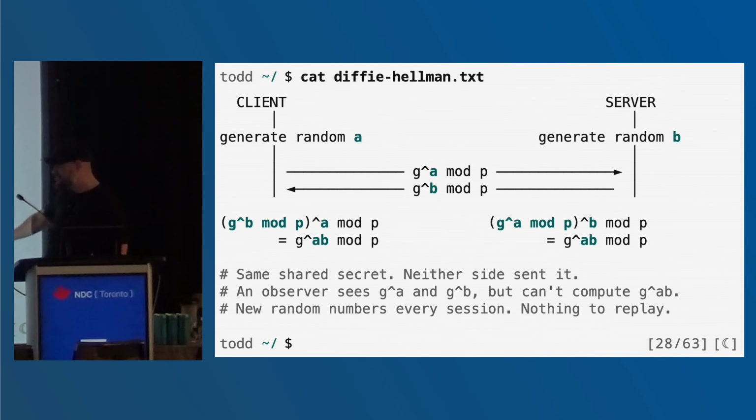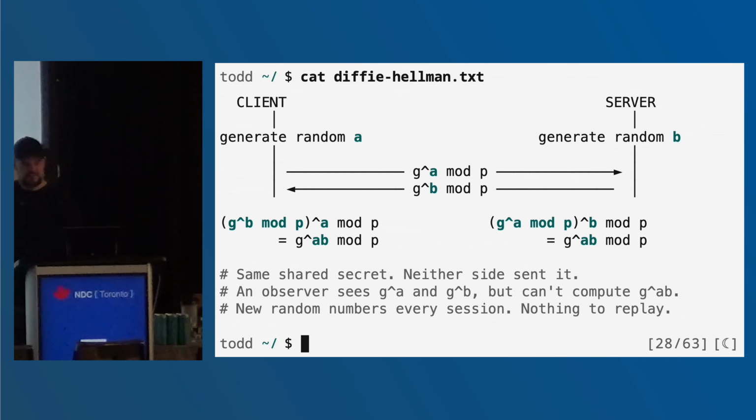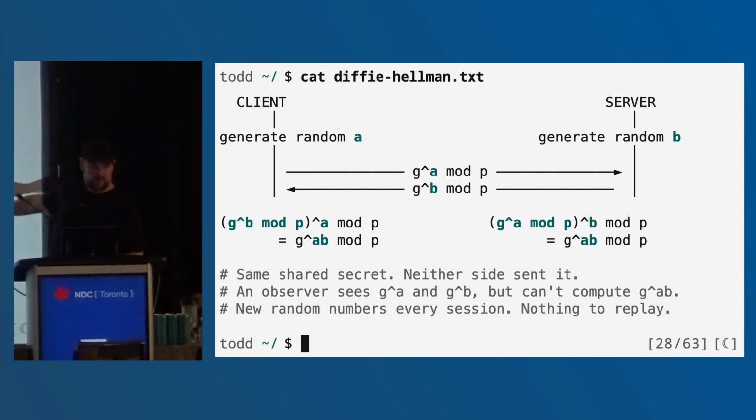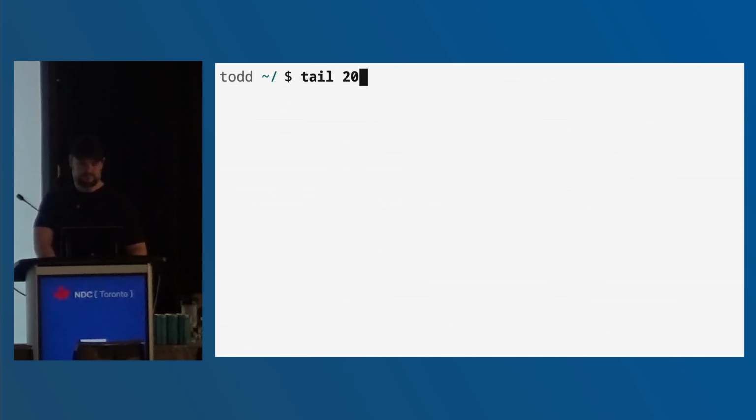It's still the same shared secret, but neither side sent it. The observers can see these two intermediaries, but they couldn't compute that new value in any sort of practical way. And so that's what forward means in forward secrecy: you could no longer use the data that you recorded to decrypt something in the future, because the private key wasn't used anywhere in this. The private key was not a part of the algorithm to generate the encryption key.